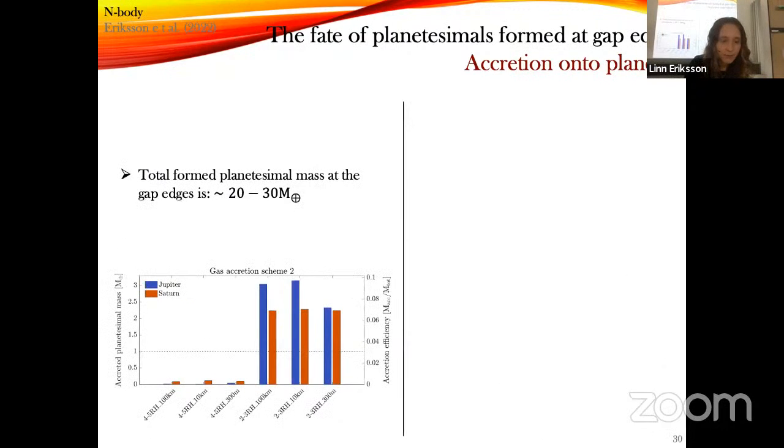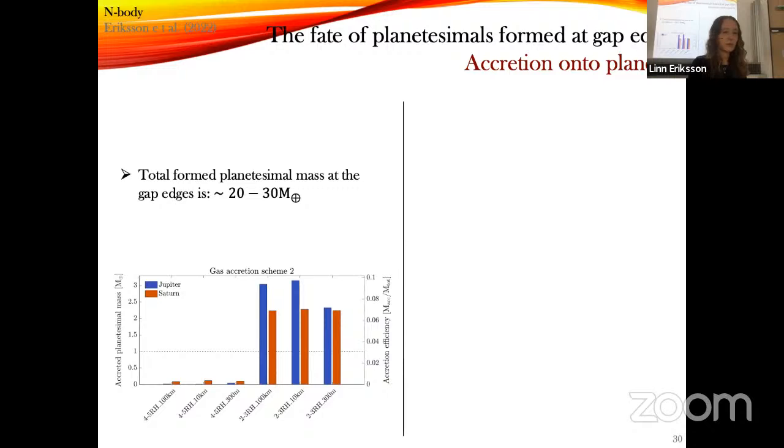Okay. So here we then have the accretion. In this case, we will form somewhere between 20 and 30 Earth masses of planetesimals at the gap edges. So that's what we have available now to accrete. And in the bottom plot here, I show you the accreted planetesimal mass in Earth masses and the corresponding accretion efficiency, which is here calculated as a fraction of the total planetesimal mass in the system. Blue here is onto Jupiter, and red is onto Saturn.